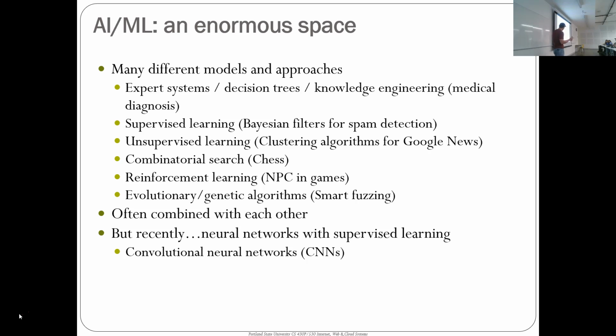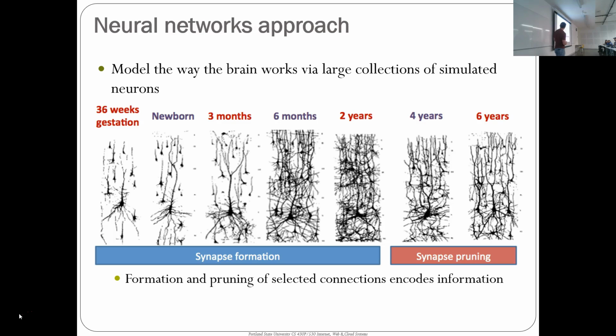But recently, everyone is talking about neural networks with supervised learning. And the thing that really kicked it off was actually getting a convolutional neural network to do a useful thing. And I'm going to go through a little bit of the history of this. So the neural networks approach models the way humans develop.